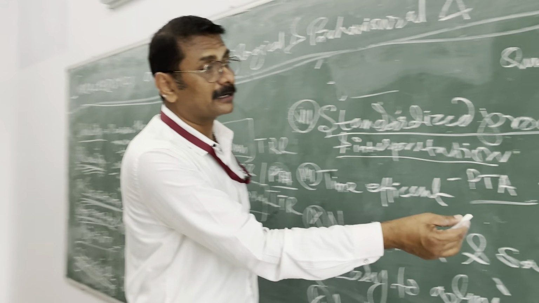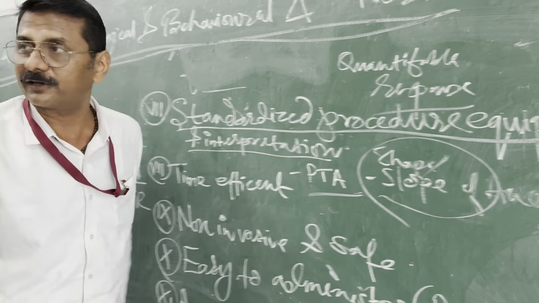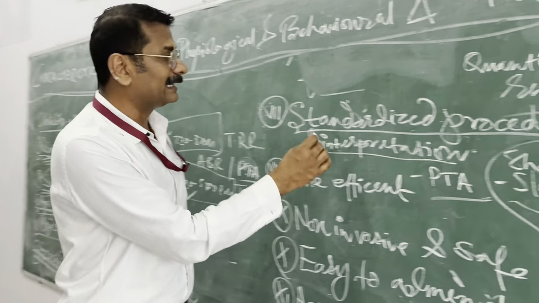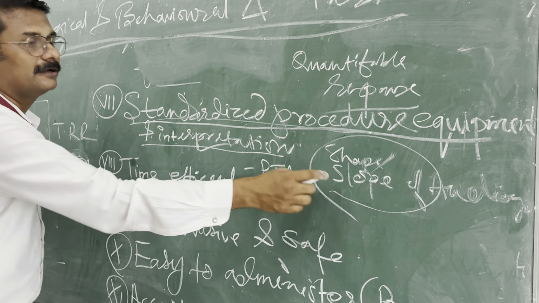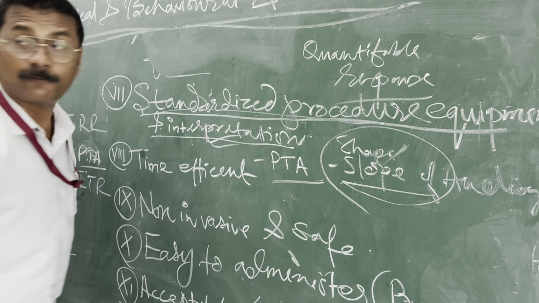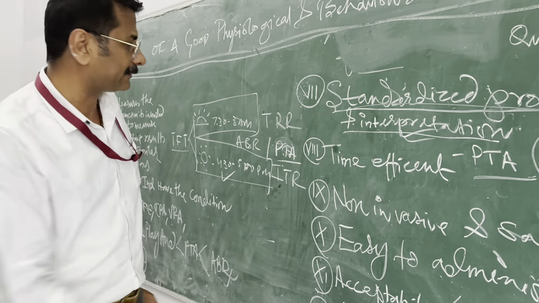But for the slope of the audiogram, some 7 types of slopes are there, and the shape of the audiogram is again subjective. So standardized procedures for the test are there, but interpretation is not very defined in terms of the slope of the audiogram. So errors would be there.